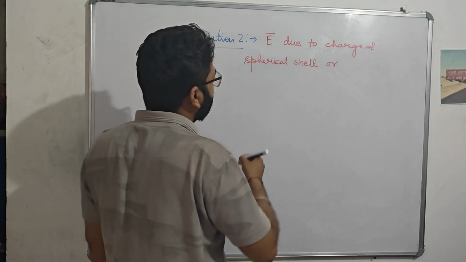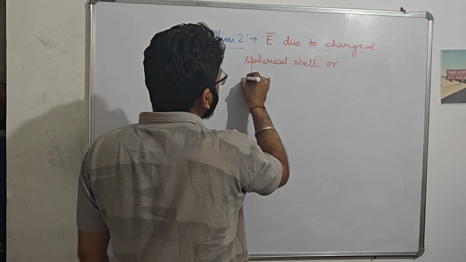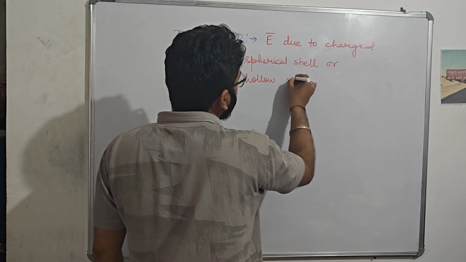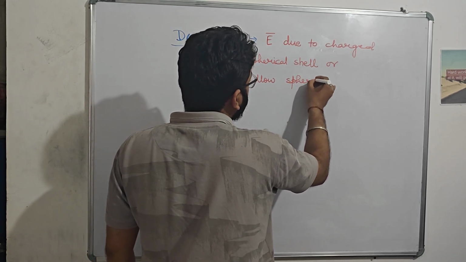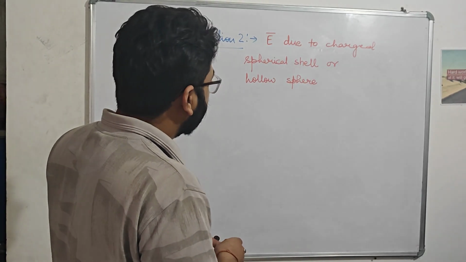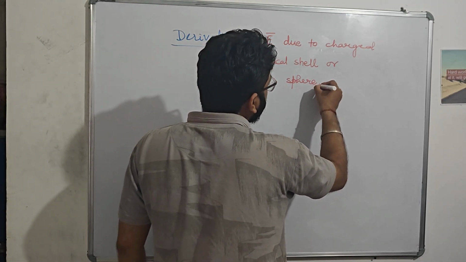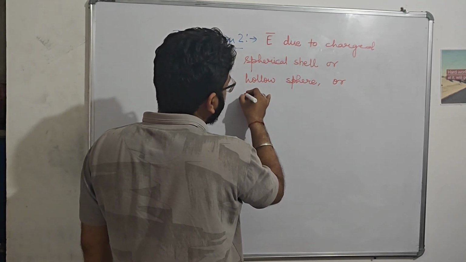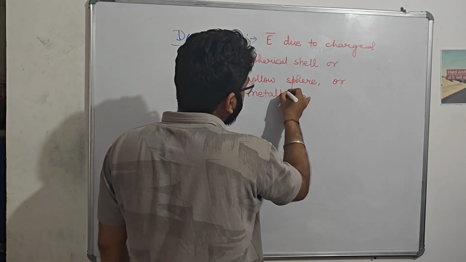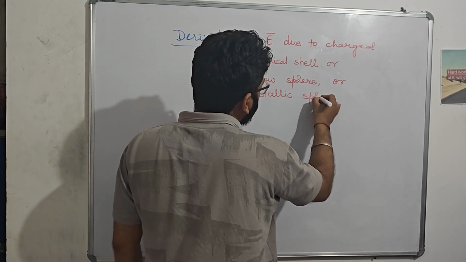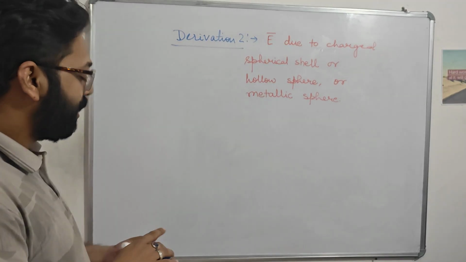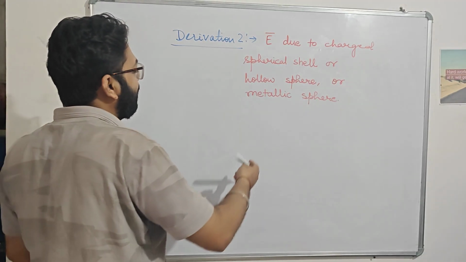or hollow sphere. Spherical shell or hollow sphere mean the same thing, or it can be a metal sphere. Okay, these all relate to the same thing. So first is the spherical shell.